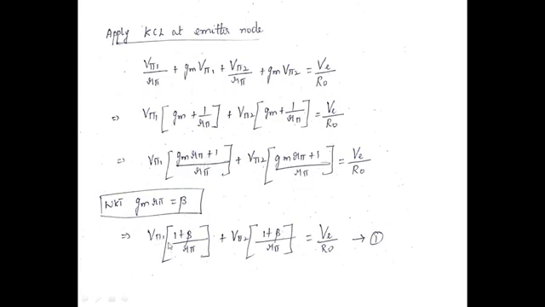So V pi 1 into 1 plus beta divided by R pi plus V pi 2 into 1 plus beta divided by R pi will be equal to V by R naught. Let us consider this is equation number 1.